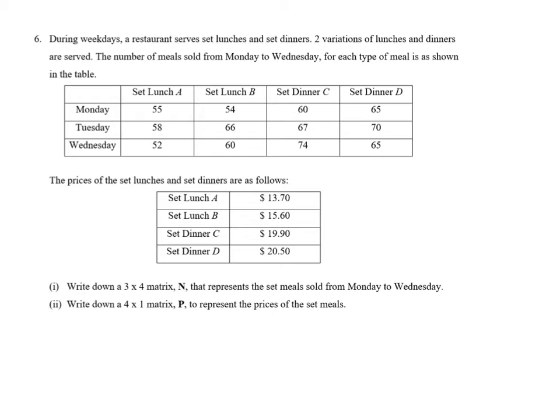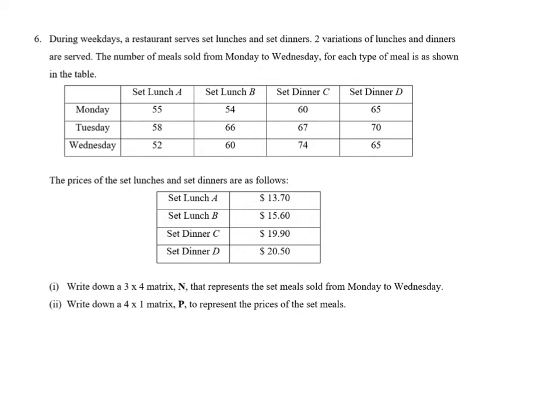During weekdays, a restaurant serves set lunches and set dinners. Two variations of lunches and dinners are served. So now what are weekdays in this case that they have? We have Monday, Tuesday, Wednesday. Set lunch A, B, and dinner set C, set D. From these are the number of meals that were sold from each of the days. The prices of each of them are A, B, C, D, and these are the prices.